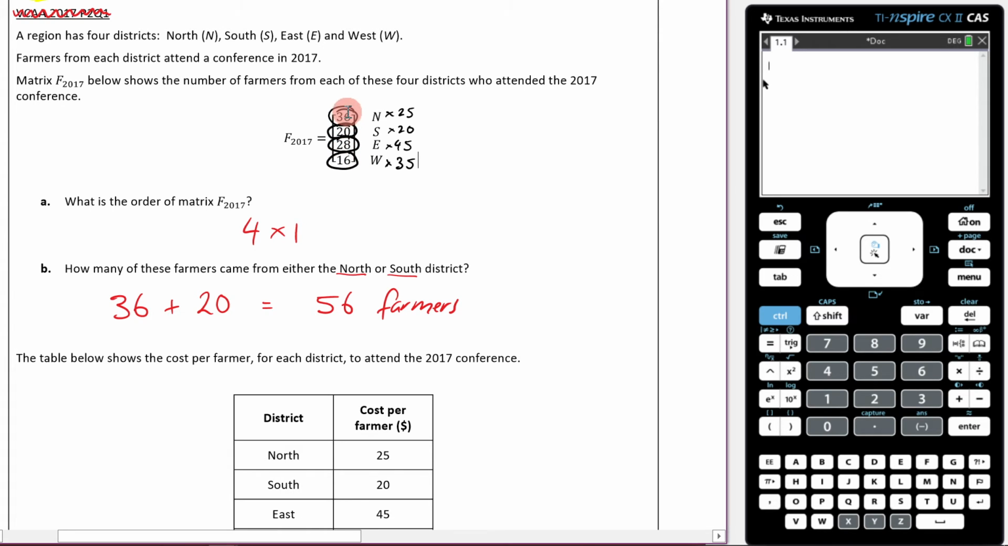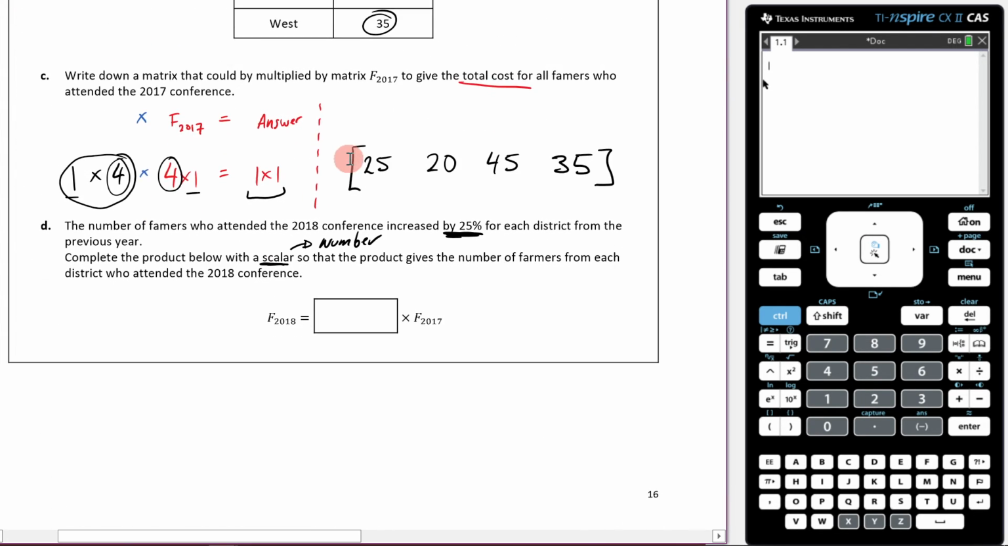So what do I have to times 36? Well, what do I have to times all these numbers by to see an increase of 25%? And hopefully you know that it's going to be 1.25. And that's going to be our answer, 1.25.